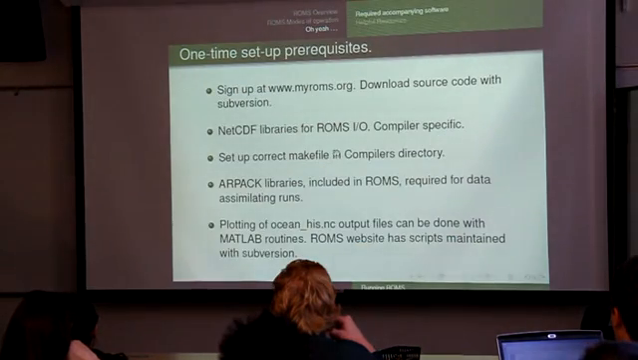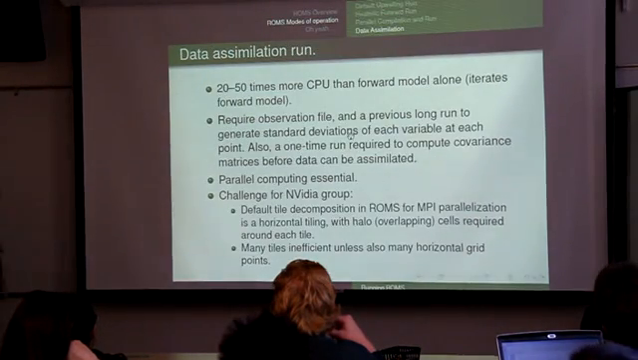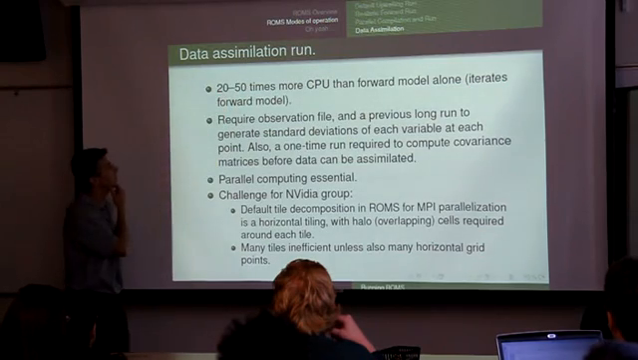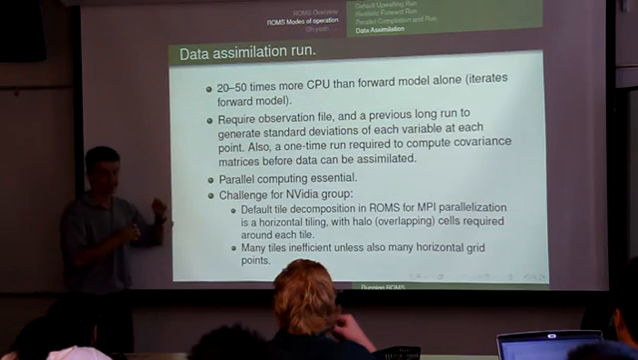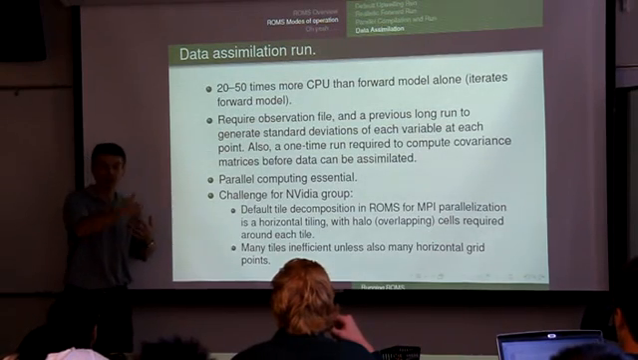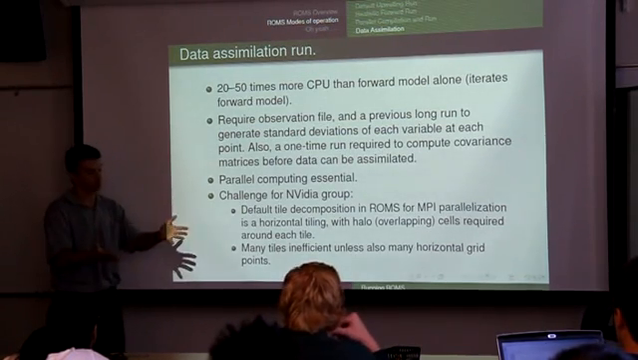So that's what I mean by it takes 20 to 50 more times CPU to do this data assimilation run. And here, parallel computing is absolutely essential. You can learn a lot. You can do a lot of science with just the forward model.